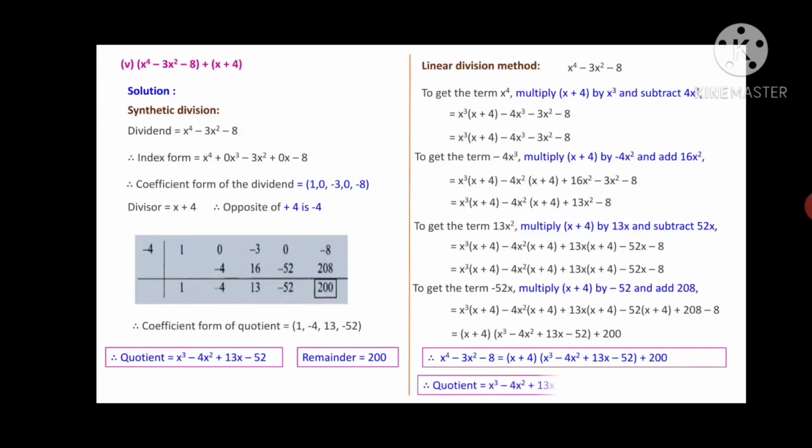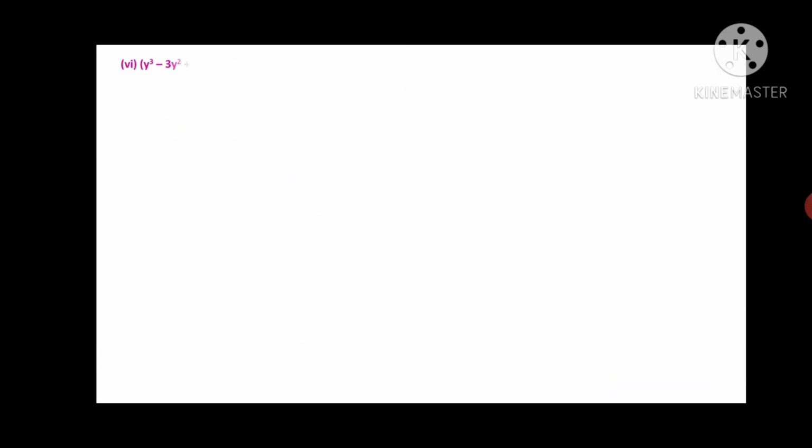So from this you can write the quotient is equal to x cube minus 4x square plus 13x minus 52, and the remainder is 200, that is what you are getting. Now let us see the last problem from this one, that is y cube minus 3y square plus 5y minus 1, divided by y minus 1.